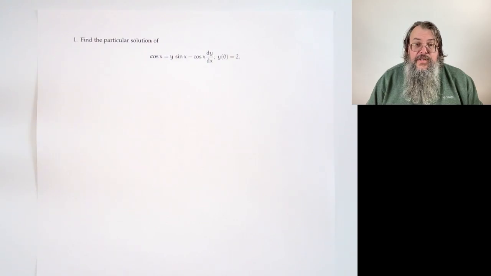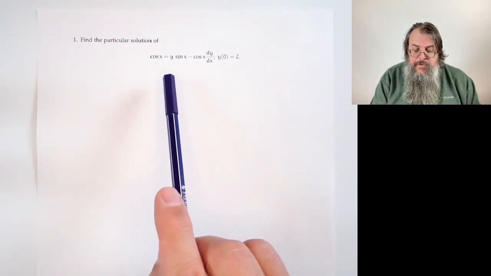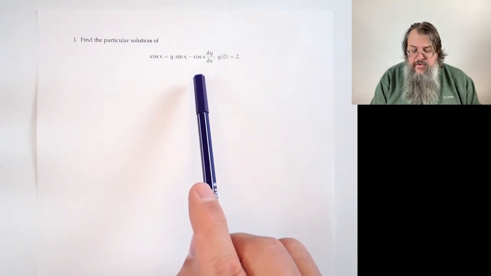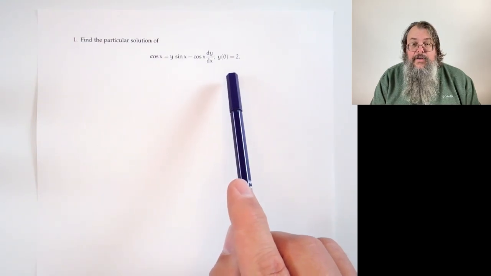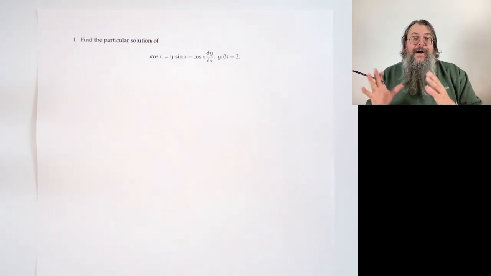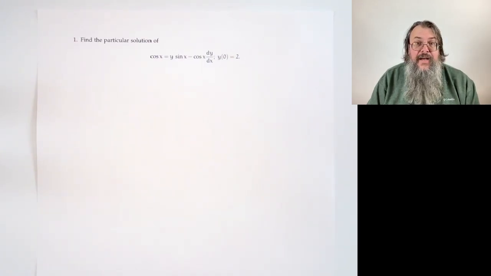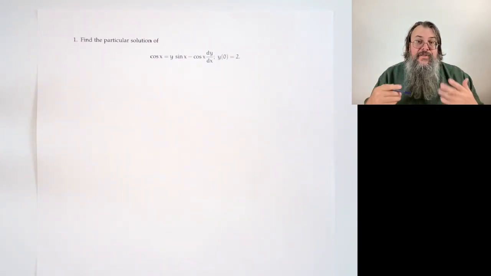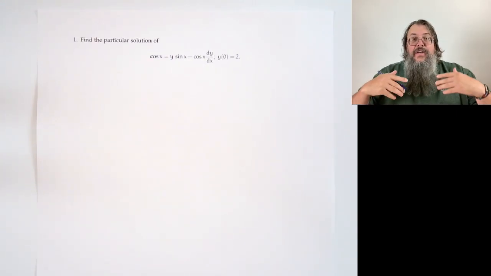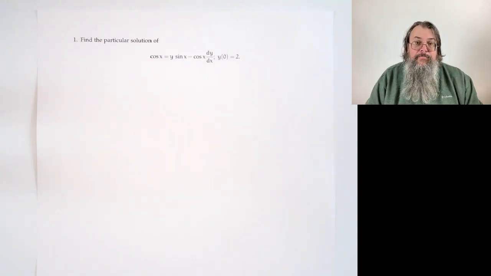Find the particular solution of cosine x equals y sine x minus cosine x dy/dx, y of 0 equals 2. We automatically spot this is an initial value problem because we have an initial value. So we're going to have to find the solution. There will be a c. We have to solve for c.